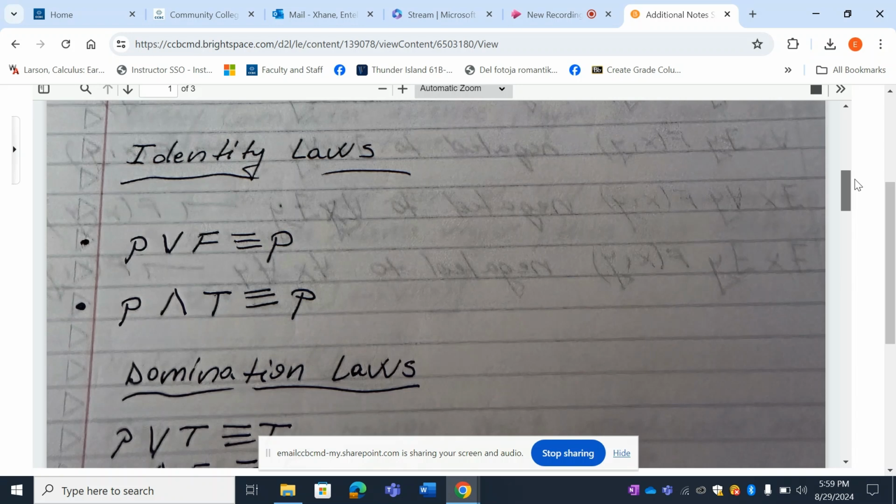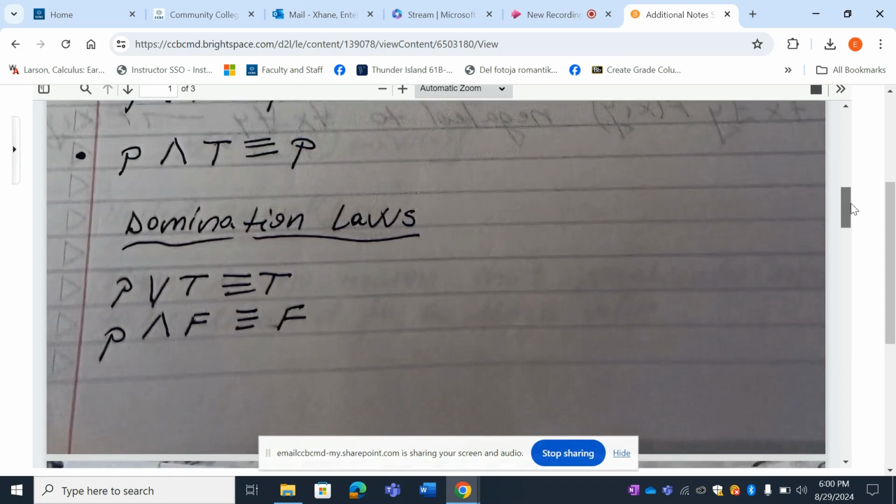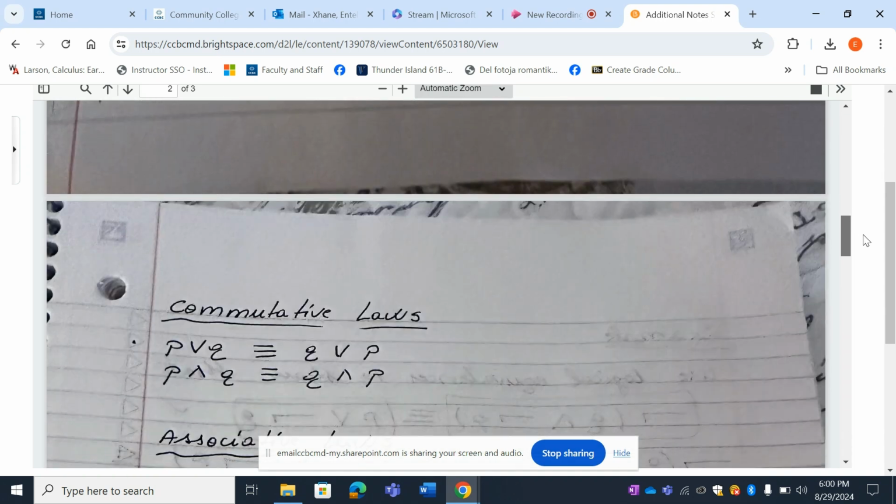We mentioned De Morgan's law and the identity laws. We use the truth value tables, and then we prove that both sides are equivalent to one another. P or F is equivalent to P, and P and T is equivalent to P. Domination laws: P or T is equivalent to T, and P and F is equivalent to F.